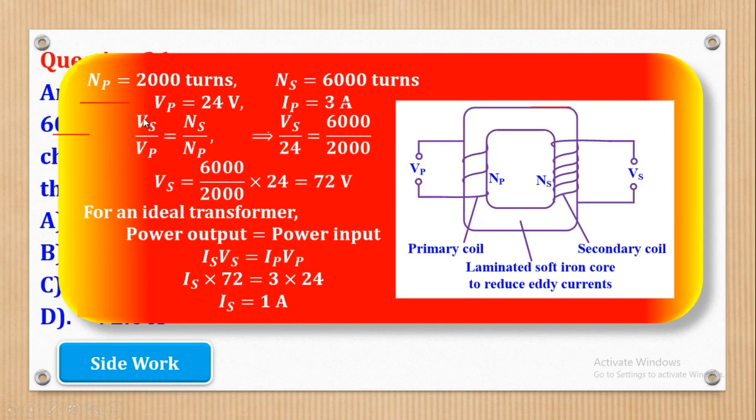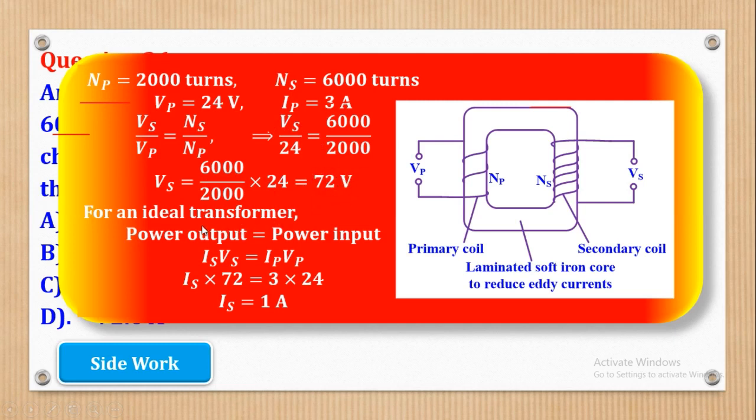We know that the ratio of voltage of the secondary coil to voltage of the primary coil is equal to the ratio of the number of turns of the secondary coil to number of turns of the primary coil. That implies that when we substitute, we shall come up with this part, and when we make Vs the subject, we shall come up with Vs being equal to 72 volts.